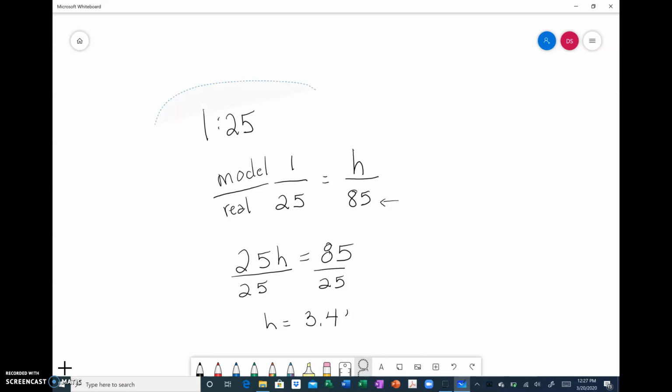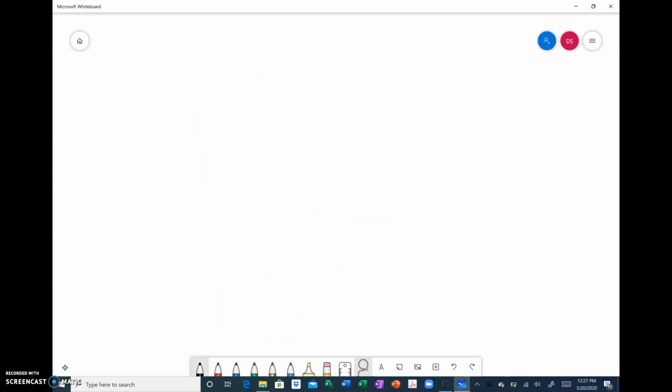So let me clear my board. And we will do guided practice 2. The model of the Eiffel Tower is 12 meters high. So let's go back and get our scale, 1 to 25, model over real. Okay, now they're telling us in guided practice 2 that the model of the Eiffel Tower is 12 meters.